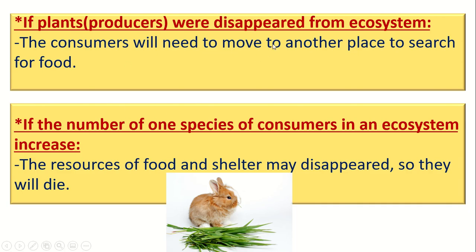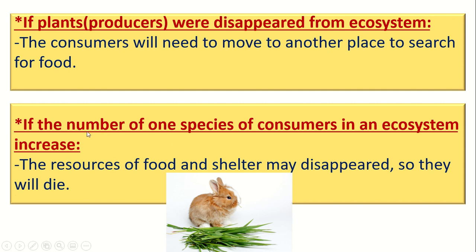Okay, what happens if the plants or the producers disappear from the ecosystem? That means there are no plants in the ecosystem. What will happen to the consumers? The consumers will not find food, so they will move to another place searching for food. So if there are no plants, the consumers will move to another place searching for food.